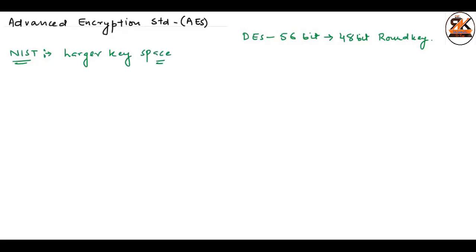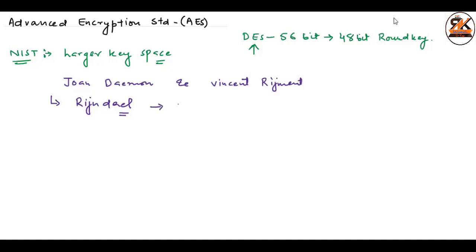That's why they asked for proposals for a new algorithm, which would be an improvement over the earlier algorithm, DES. They received many proposals from different researchers, and finally they selected one proposal from two scientists. One was John Daemen, and the other one was Vincent Rijmen. They named it the Rijndael algorithm. Finally, in October 2000, this proposal was selected, and in 2001, NIST gave it a new name, AES.